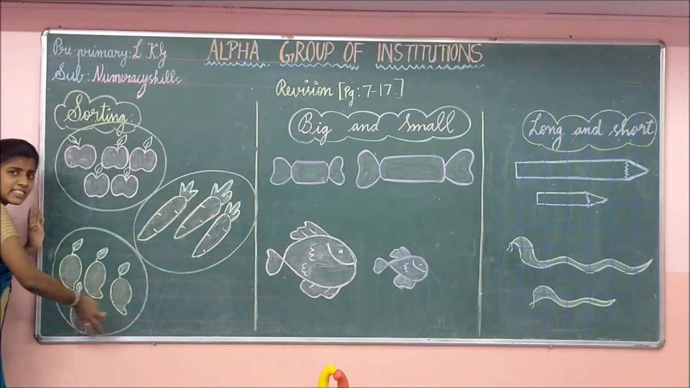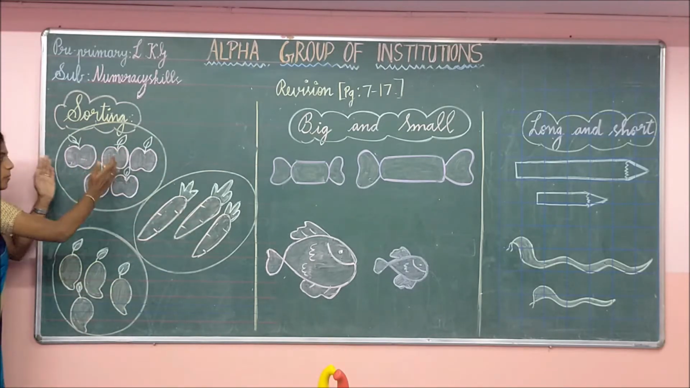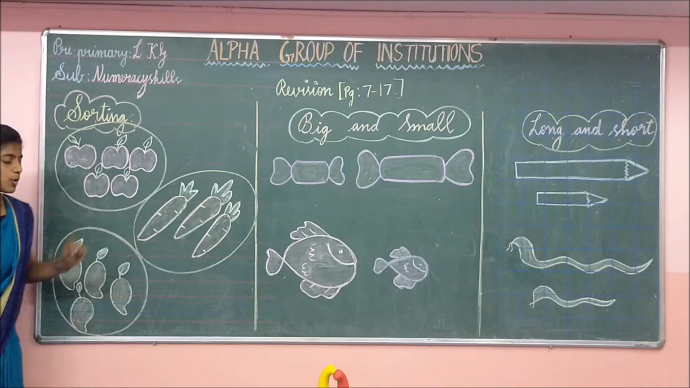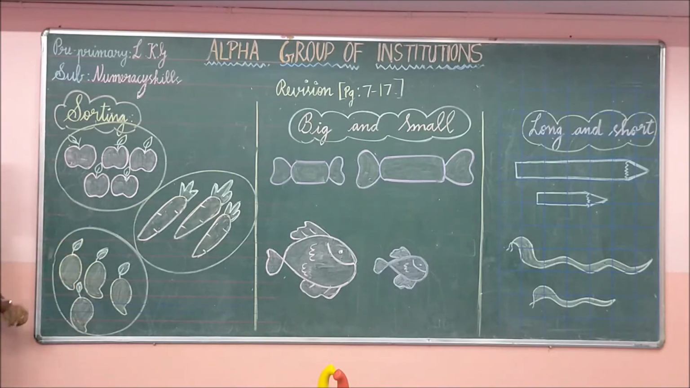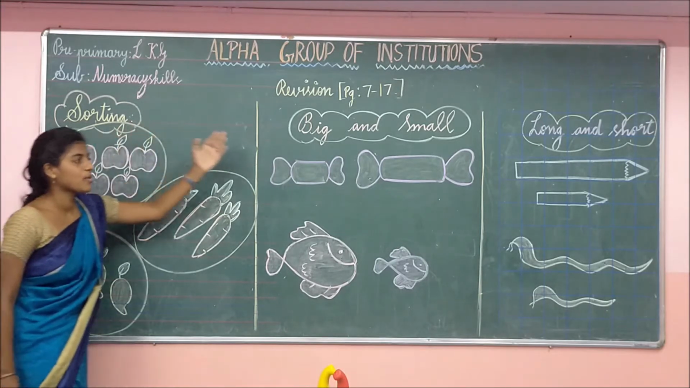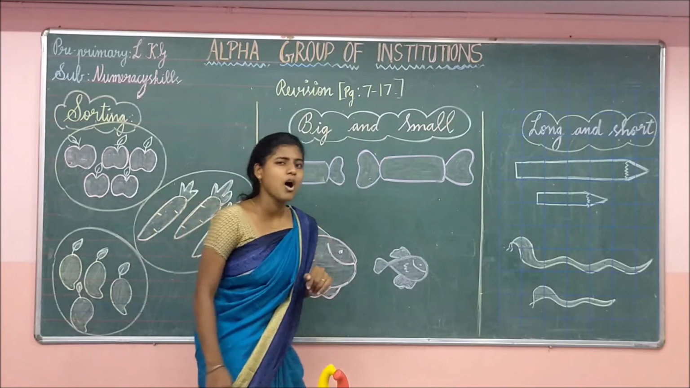We have many things. We are going to group them according to the same things. The apples are in one group, the carrot are in one group, and the mangoes are in one group. Okay children, this is called sorting. I hope you understood sorting. Next, we are going to learn big and small.